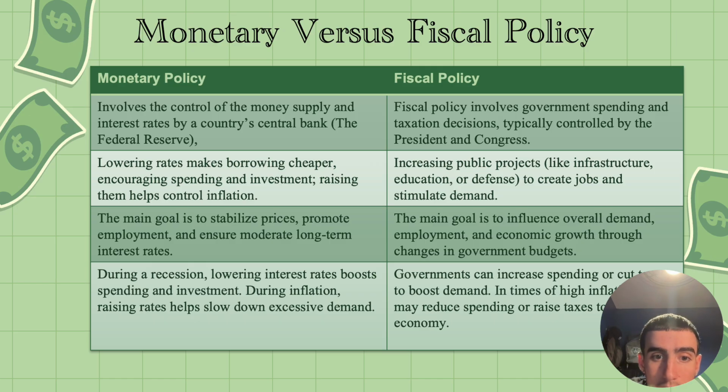Back with monetary policy, the main goal is to stabilize prices, promote employment, and ensure moderate long-term interest rates. Whereas for fiscal policy, the main goal is to influence overall demand, employment, and economic growth through changes in government budgets. And lastly, the difference here is that during a recession, low interest rates boost spending and investment. During inflation, raising rates helps slow excessive demand. And we have governments that can increase spending or cut taxes to boost demand. In times of high inflation, they may reduce spending or raise taxes to slow the economy.